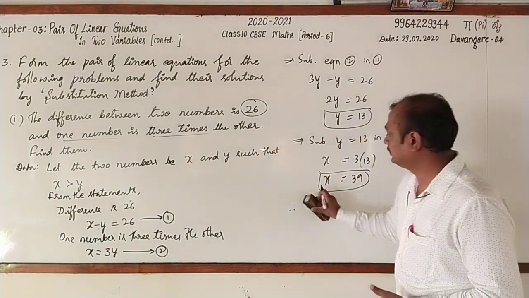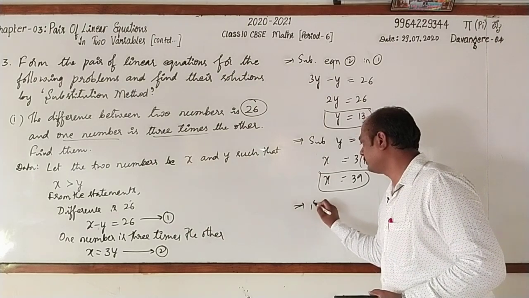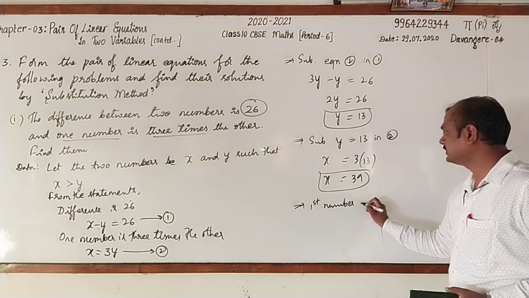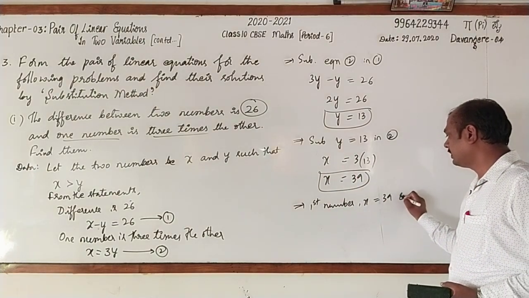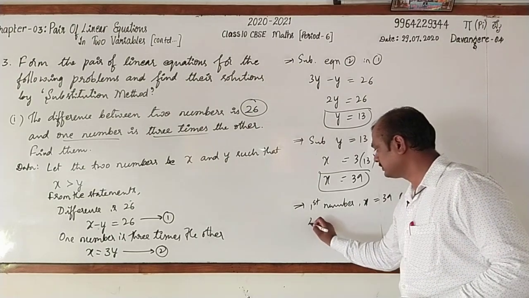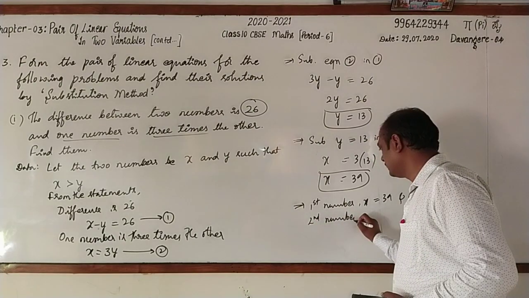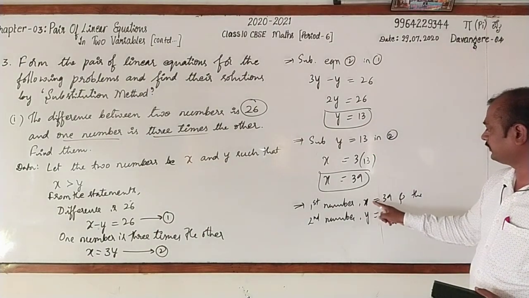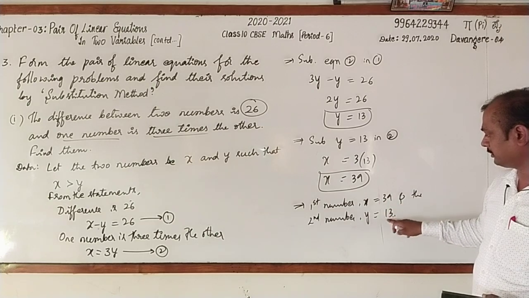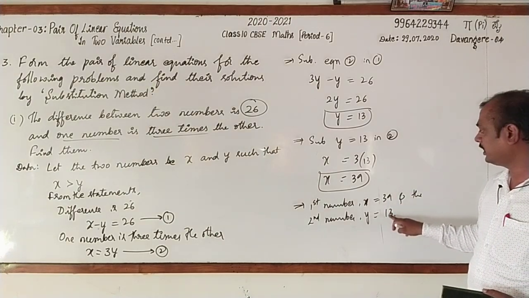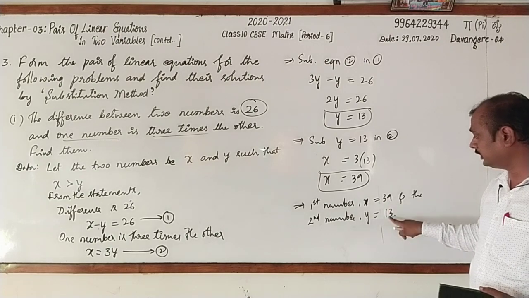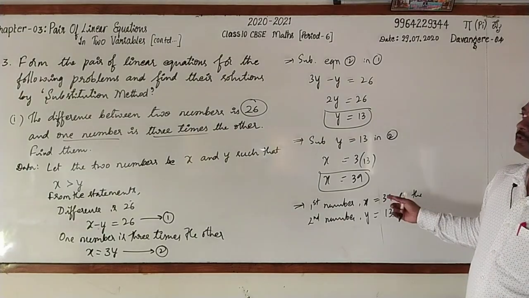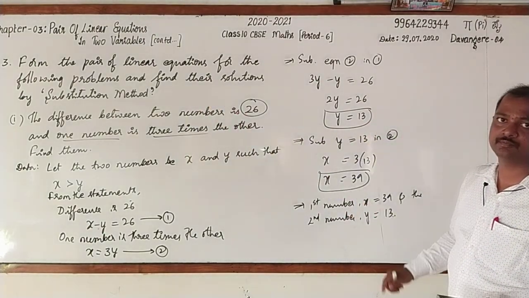Therefore, the two numbers given are: first number is x. X is nothing but 39. And the second number is y. Y is equal to 13. Observe. What is the difference? Difference is 39 minus 13 is 26. And 39 is 3 times that of 13. 13 3s are 39. Got it? Yes. Please go for copying from there to here.